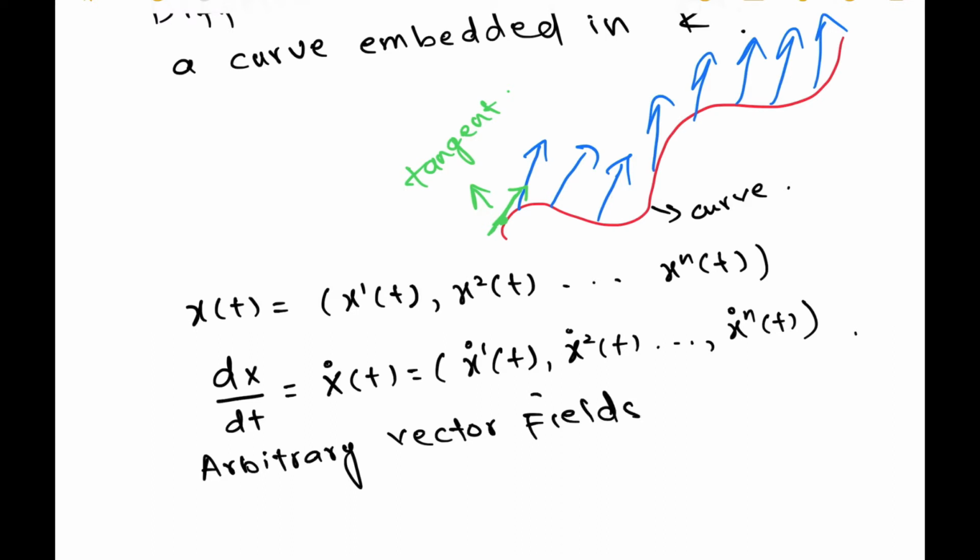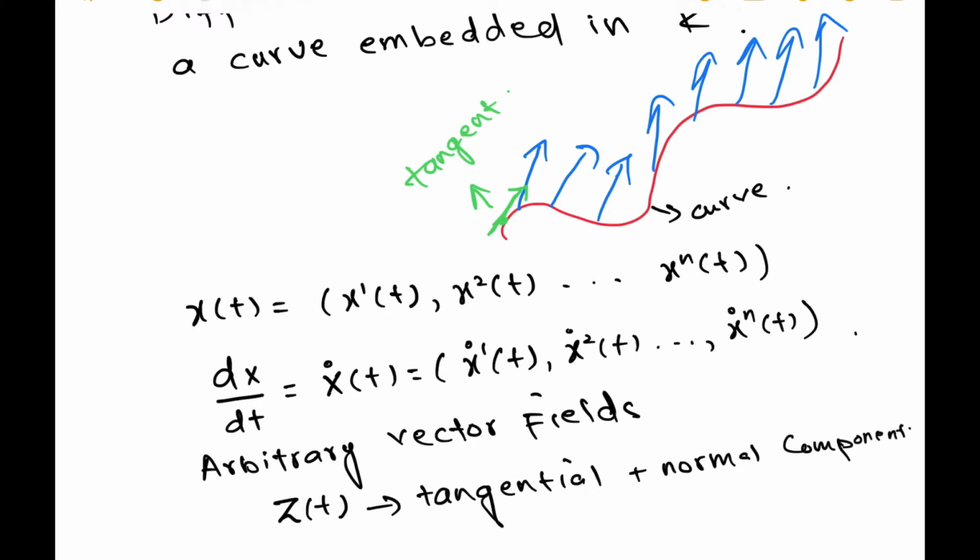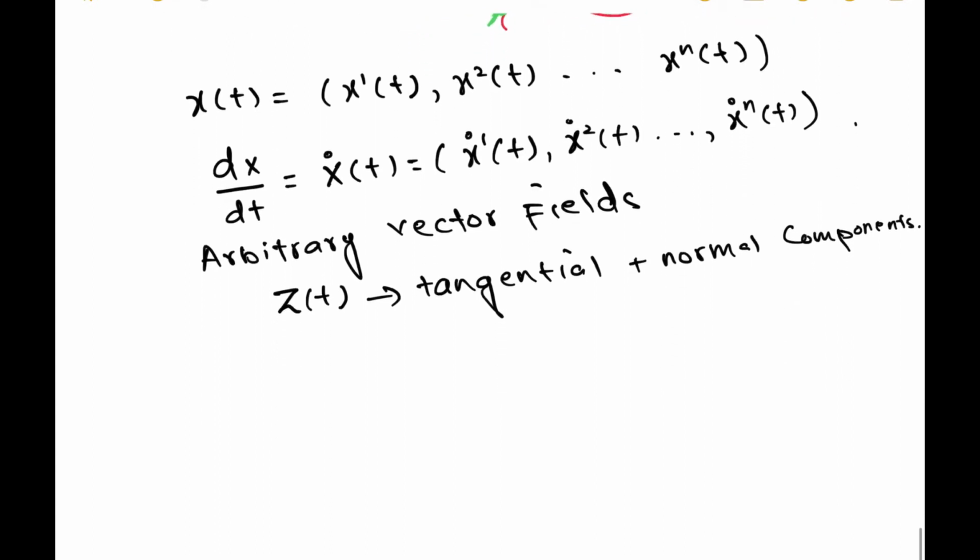and that means if I represent this vector field with z(t), which means z is the vector field parameterized by this t variable, this z(t) can have tangential components as well as normal components. So, this is a general vector field along this curve, and I am interested to differentiate this vector field.